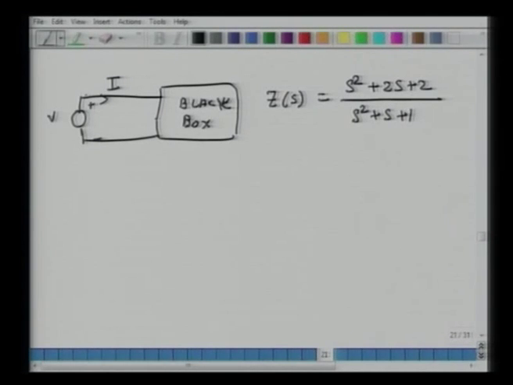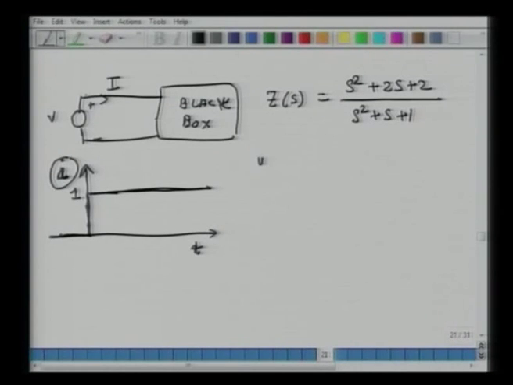And the question is that if my real current signal I is something like this, it's a flat line, like a step function at t equals 0. Before t equals 0, it is 0. At t equals 0, it steps up, becomes 1, and remains constant throughout. This is my time axis. So if this is my current, what will my voltage look like given that this is the transfer function?